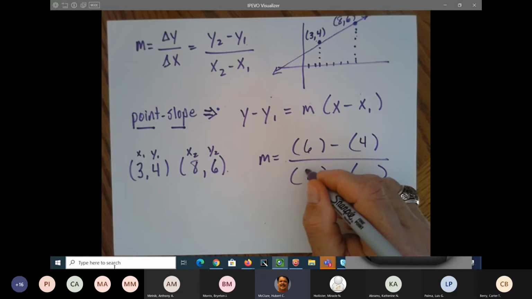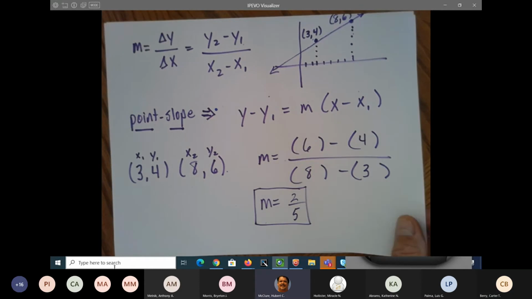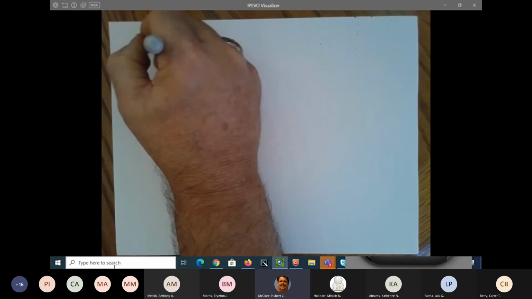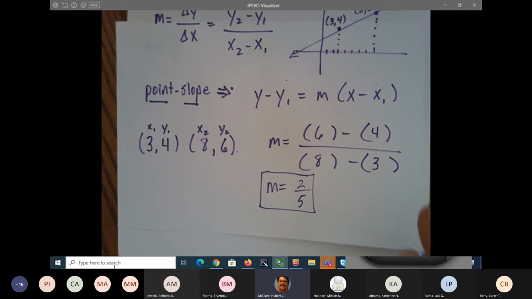Y'all check my math, because the little basic math is what kills you on these things. Did y'all get 2/5? Yes. Yes, sir. And you feel good about yourself, so you don't have to put smokestacks on your pickup truck. All right, so I've got a slope of 2/5, and I'm going to pick. Does anybody know which point I'm going to pick? Am I going to pick this point, or am I going to pick this point?